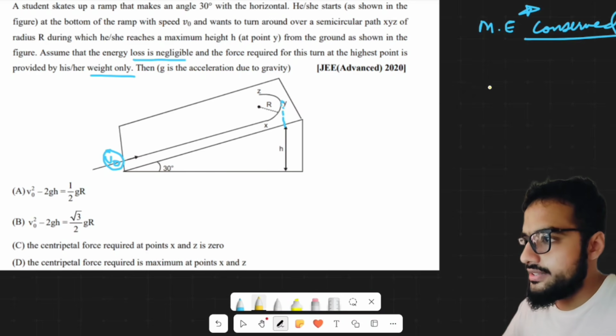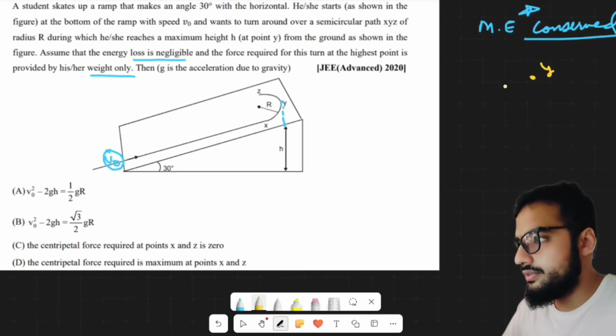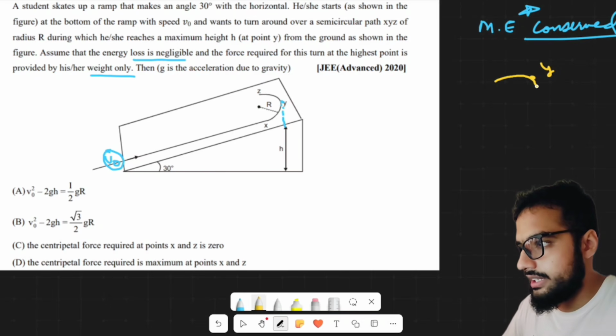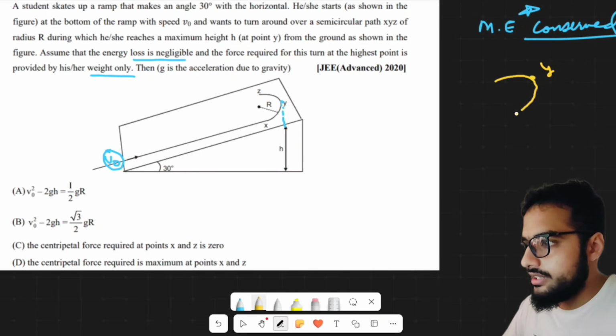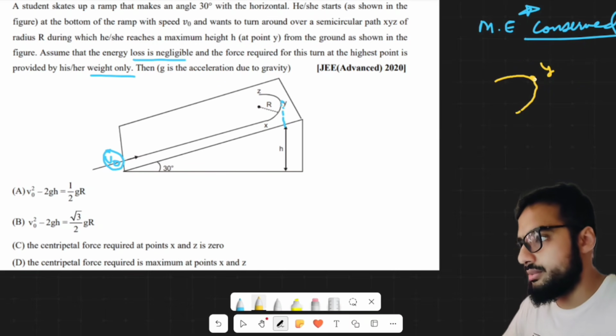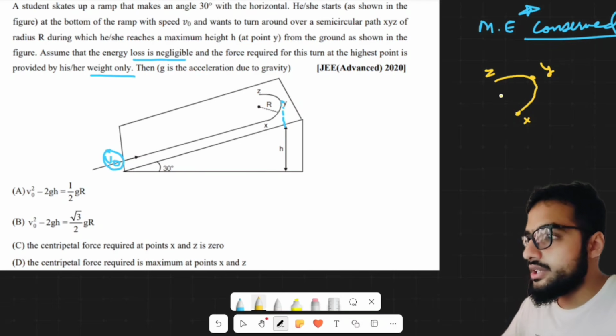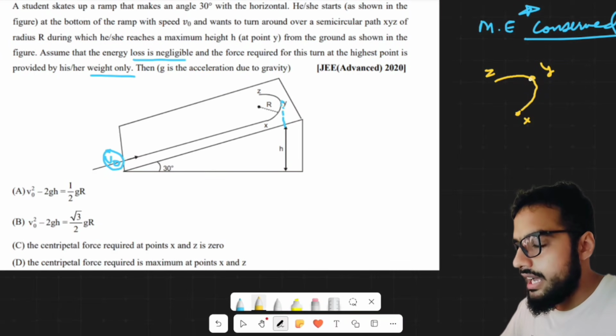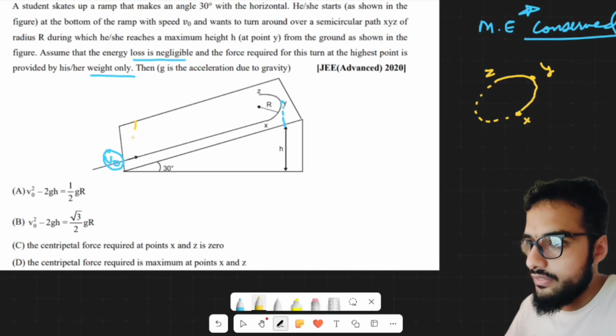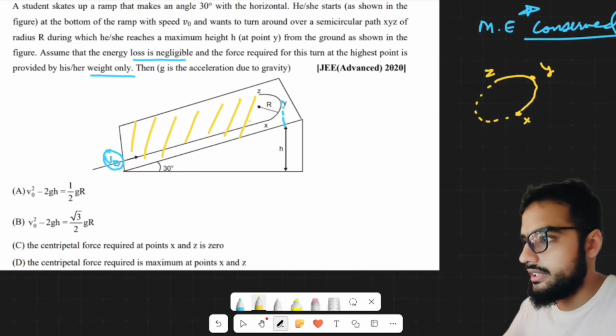What is it talking about? It says at this point Y, the force required. What is the force required? Basically it is this kind of an incline, isn't it? And the student is doing circular motion, starting from point X and ending the circular trajectory at point Z. So at all these points she requires a centripetal force to perform circular motion. At the highest point, the plane of the circle is in the same plane as that of the wedge, isn't it?